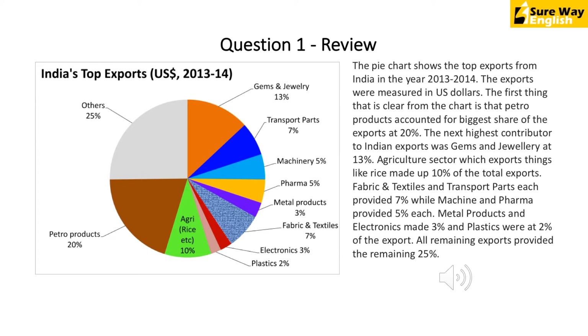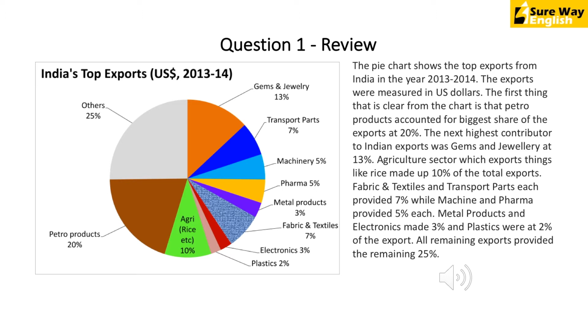Alright, so the very first thing that comes to your mind when you look at this image is that it's a pie chart. Okay, and then you look at the title. So the title says India's top exports, and in brackets in US dollars in the year 2013-2014. So that will make your overview sentence, the first sentence, that the pie chart shows the top exports from India in the year 2013-2014.